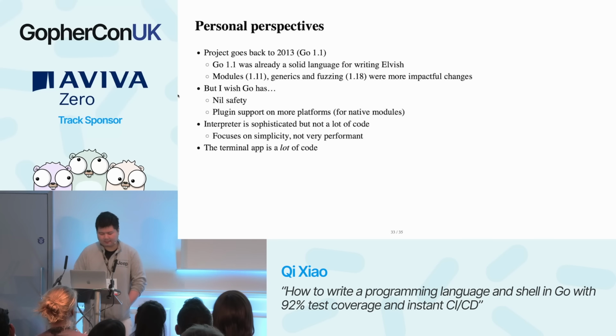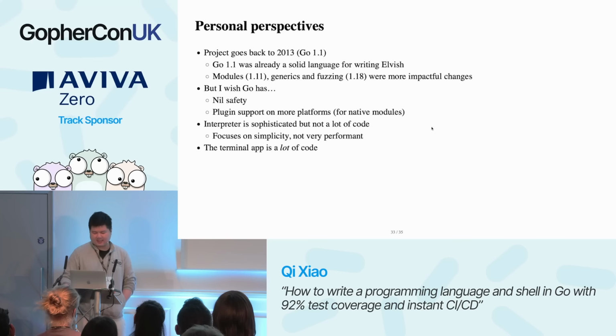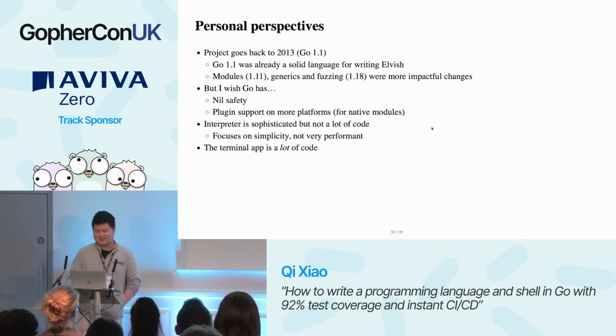All right, so the interpreter is kind of sophisticated, but it's actually not a lot of code, especially if you, like me, just focus on the simplicity of the implementation and don't worry too much about performance. It's actually very easy to write an interpreter as long as you master the techniques of divide and conquer, and you just reiterate on that on multiple levels. That's how you write an interpreter. But the terminal app actually turned out to be a lot of code. That was a bit surprising to me.